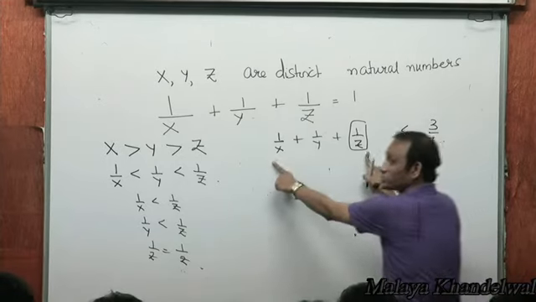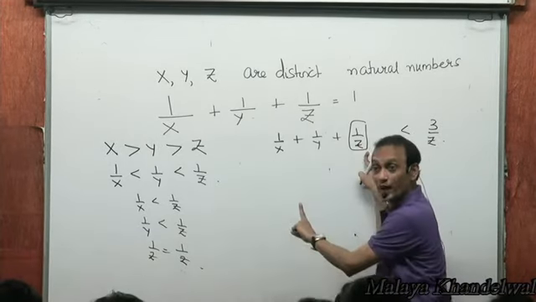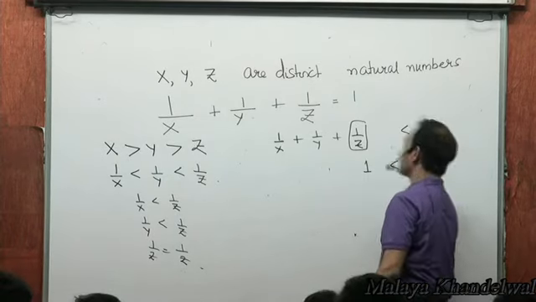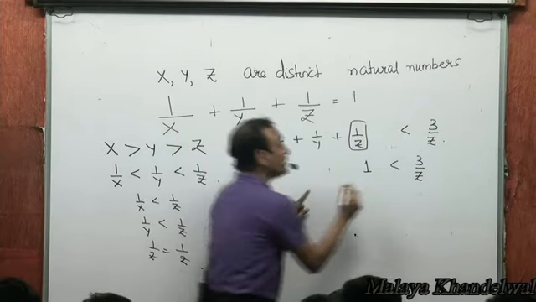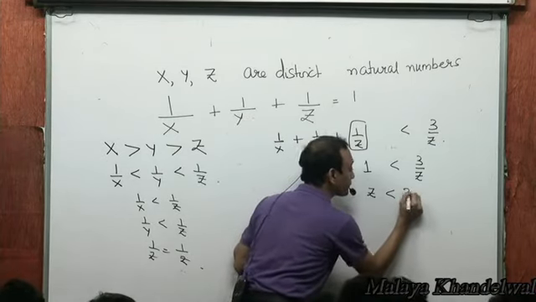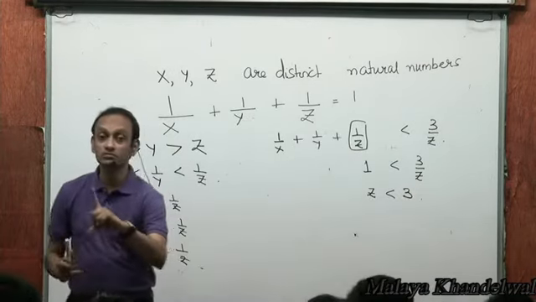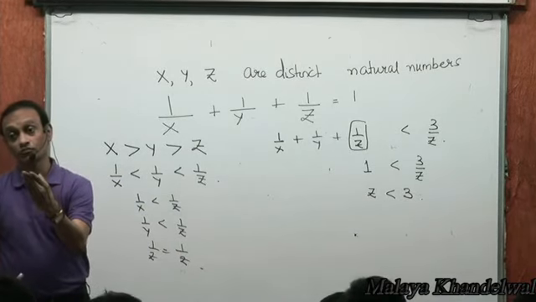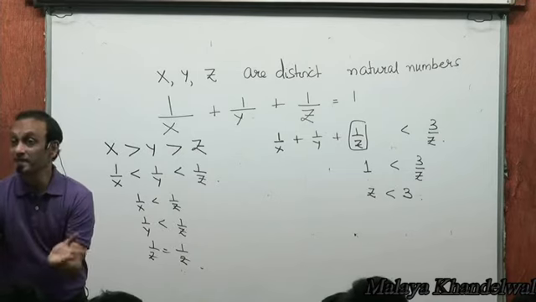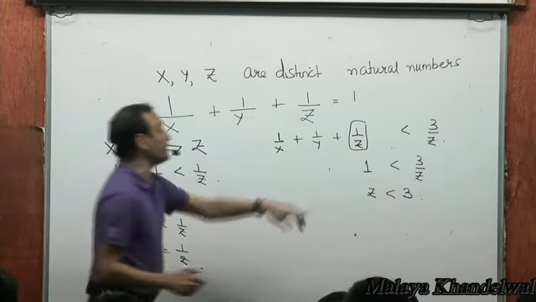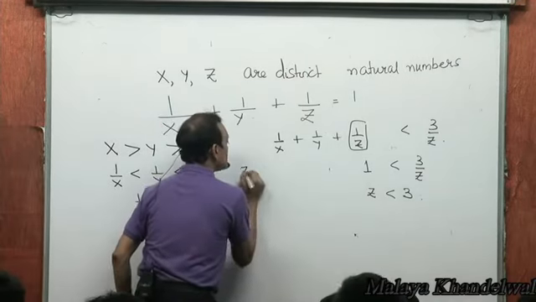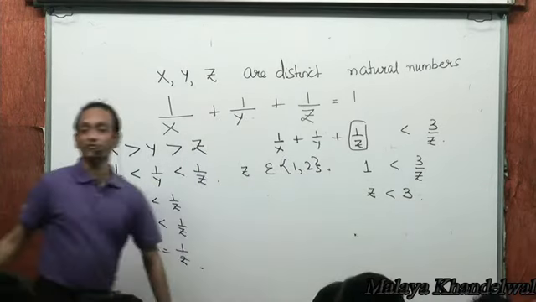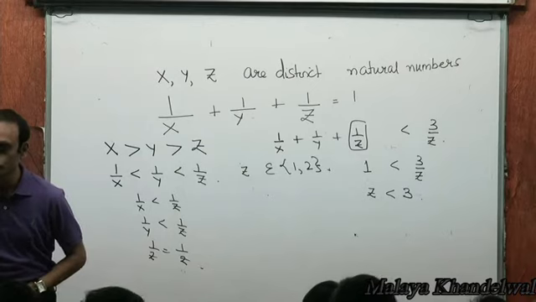Right? But this is 1. Left hand side is 1. So 1 is less than 3 by Z, so Z is less than 3. Yes or no? So one thing, Z is a natural number less than 3. X, Y, Z are all natural numbers. That means Z could take values like 1 and 2 only, yes or no?